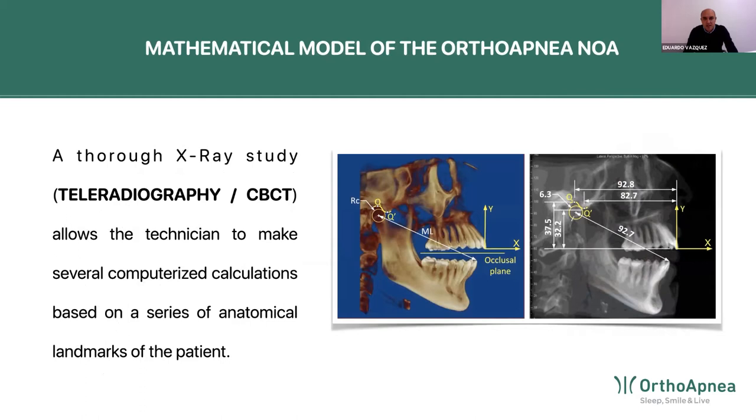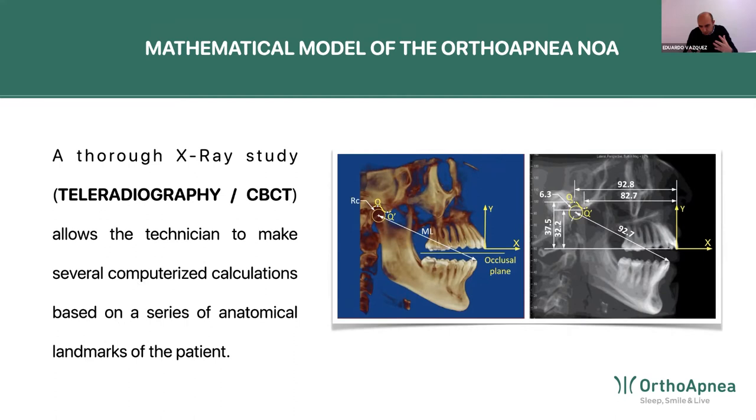In order to create this mathematical model that is going to allow us this kinematic customization of the MAD, we basically need two things. First, we need to provide the lab a thorough X-ray study. We need to provide a teleradiography or a CBCT. We're in the process also of doing this with a simple photography. You take a picture of the patient, and with this picture, the lab is also going to be able to make this kinematic customization.